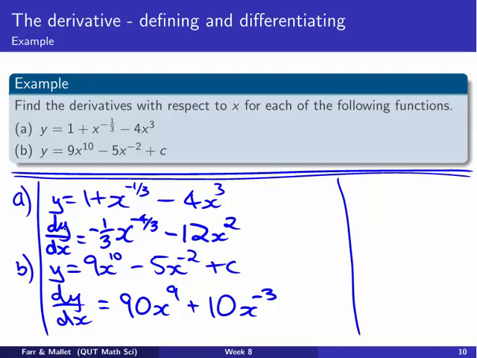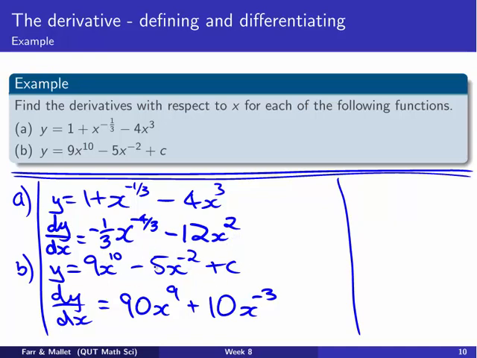Okay, so in the first one we differentiate 1, which gives us 0, plus the derivative of x to the minus 1/3. We pull the minus 1/3 out the front and then reduce the power by a further 1 to give minus 4 on 3. Then bring the 3 out the front to multiply by 4 gives 12, and reducing the power gives 2. So we have minus 1/3 x to the minus 4 on 3, take 12x squared.